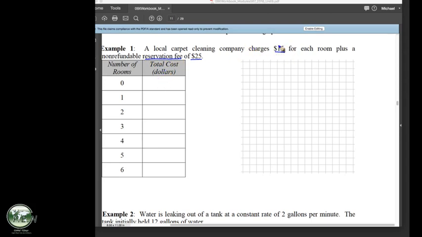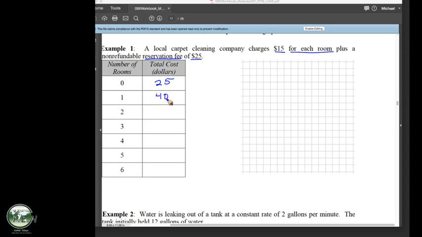And then, how about this 15? That's going to be your slope. It's a slope because it's for each room, so it's a rate, $15 per room. So that's what's going to be the slope. Okay, so 0 rooms, what are we going to pay? $25. Do 1 room, that's the reservation fee plus 15 more. $30, $40.